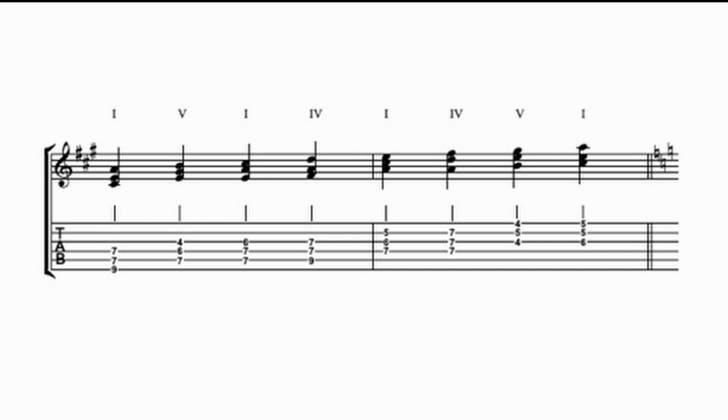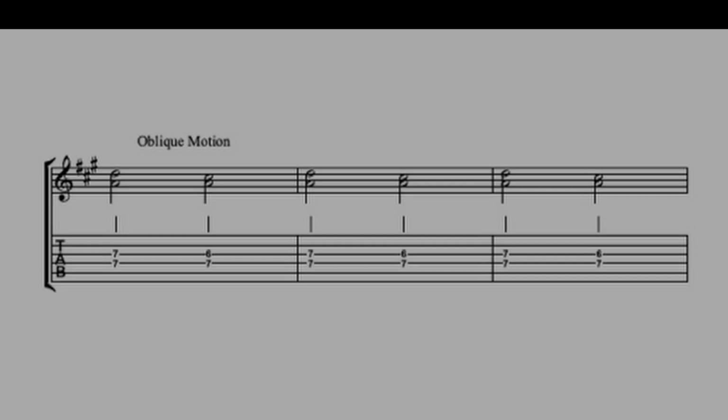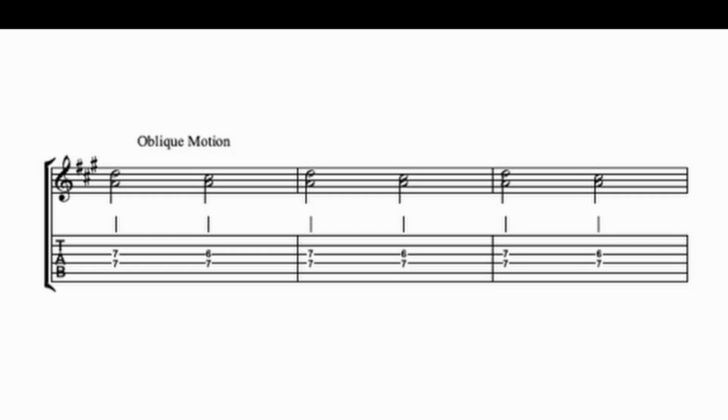In this example, we see another type of motion, oblique motion. Oblique motion is when one voice moves and one voice stays at its current spot, as seen here. Let's listen to the sound of oblique motion.